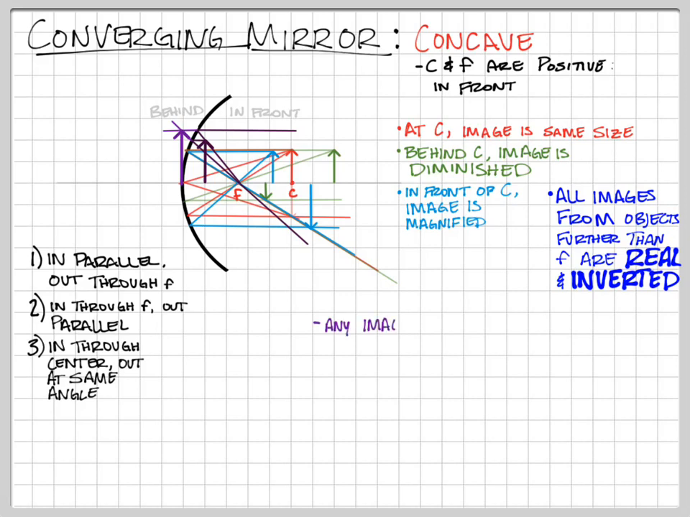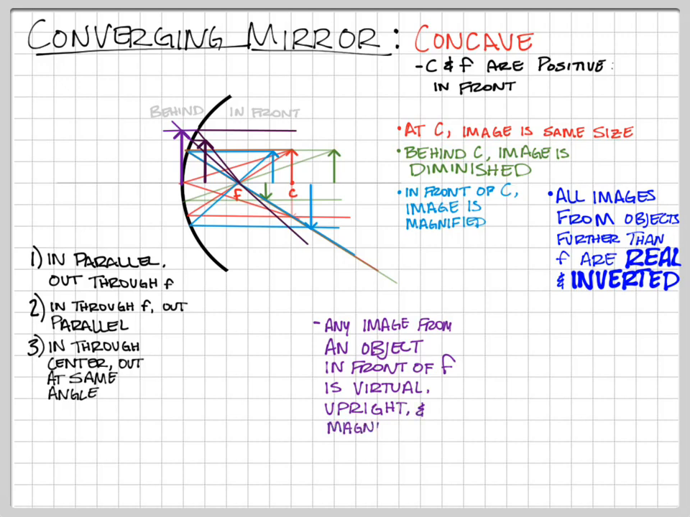So any image from an object in front of the focal point will be virtual, upright, and magnified every single time. So that's all we've got for these mirrors. We will do a little more practice with them.